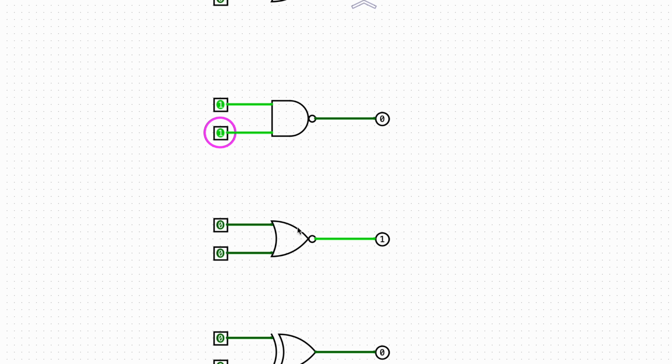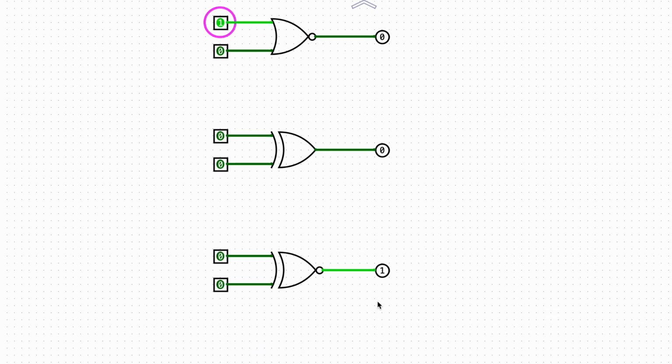Again, same with this one. This is the NOR. So when both of the inputs are 0, I'm getting the output 1. But when I toggle any one of them to 1, the output is 0, because the OR gate output would have been 1 with this input 1, 0. But we have a NOT gate here which has flipped the output, and I am getting 0 here.